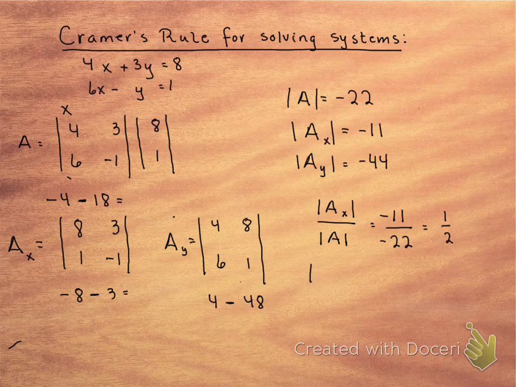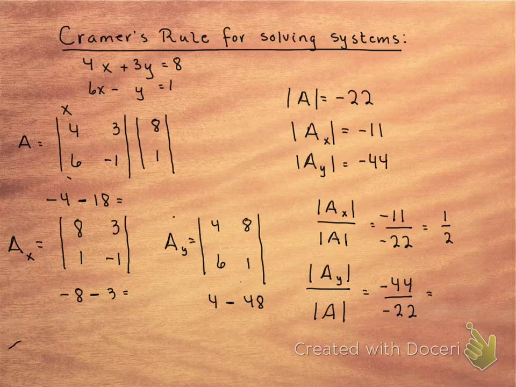And then we'll do the same thing with the y. The y determinant over the main determinant is negative 44 over negative 22, which tells us that the y value for that system is positive 2. Okay?